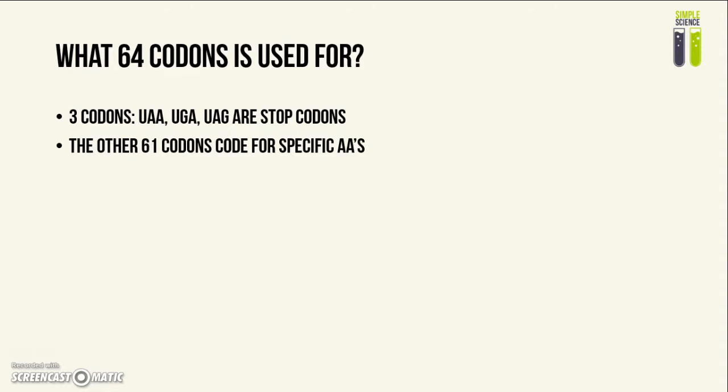So 3 of those codons, UAA, UGA, and UAG, are stop codons, which signify the termination point for translation. The other 61 codons are used to code for amino acids. From this, you may infer that although one codon can only code for one amino acid, one amino acid can be coded by several codons.